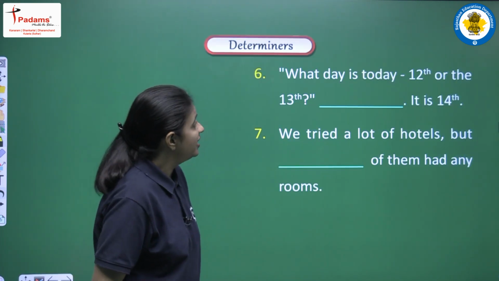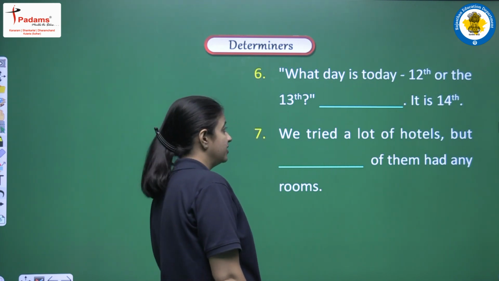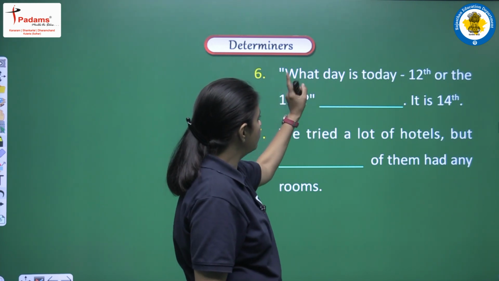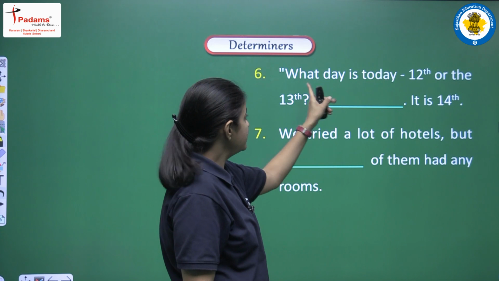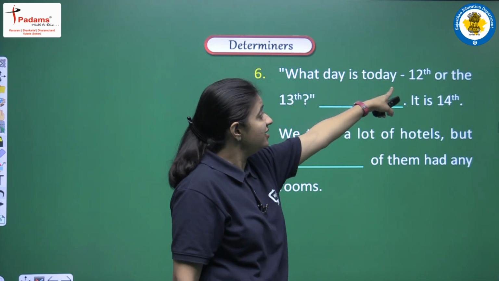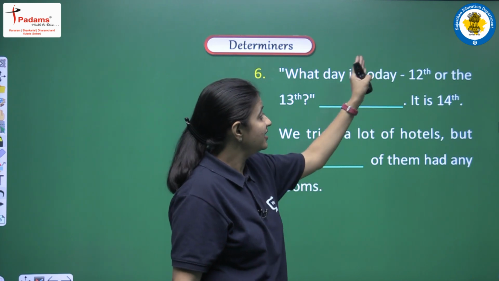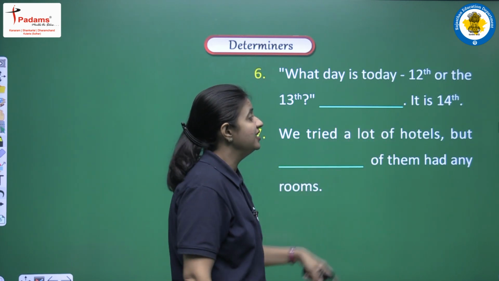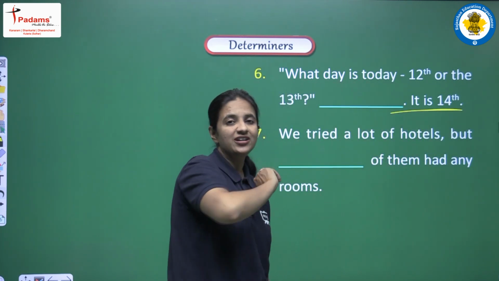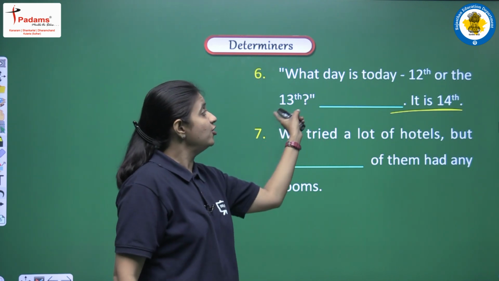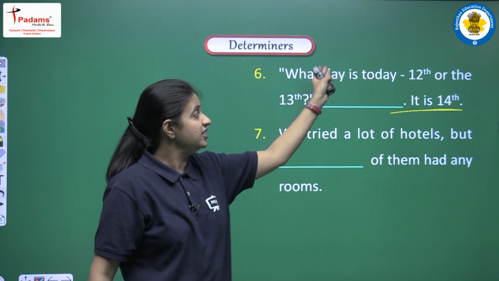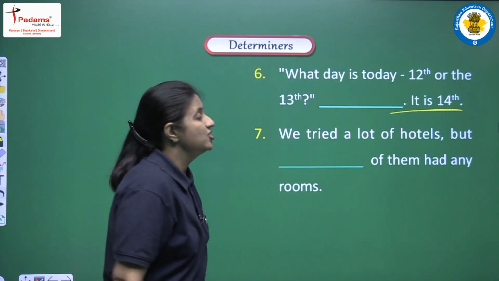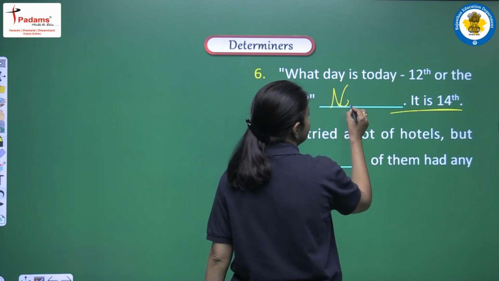Next is, what day is today? The 12th or the 30th? It is the 40th. So let's try to observe the sentence. Here first of all, one person is asking another one what day is today, and then he is giving two options. He is asking whether it is the 12th or the 30th. Now the second person is replying. He is saying it is the 40th. What does it mean? It means that he is choosing none of these two options. He is choosing neither the 12th nor the 30th, and he is giving another answer. So it means here we have to write neither.